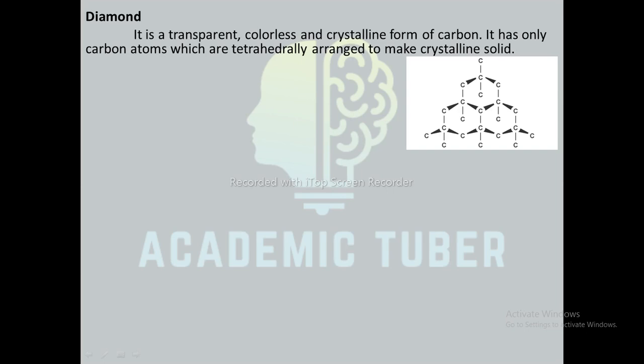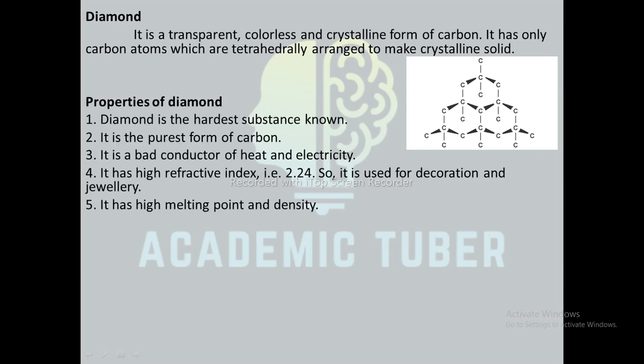In diamond, carbon atoms are linked together by covalent bonds, so it is represented by the symbol C. Due to the presence of a strong covalent bonding system, diamond is the hardest and most rigid substance on the Earth's surface. Now we are going to discuss some of the properties of diamond.